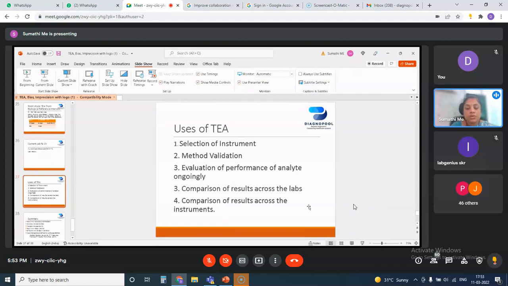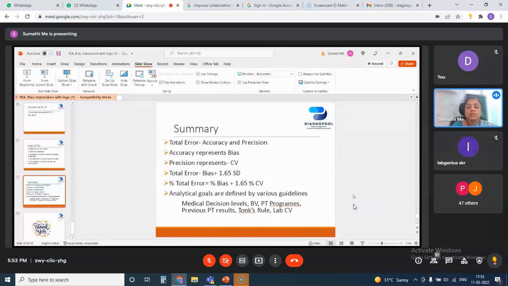It can also be used for comparing results across instruments. When you want to compare the results of two instruments, you can take this as a tool and compare the TEA between the two equipments. So these are the different applications of total error.